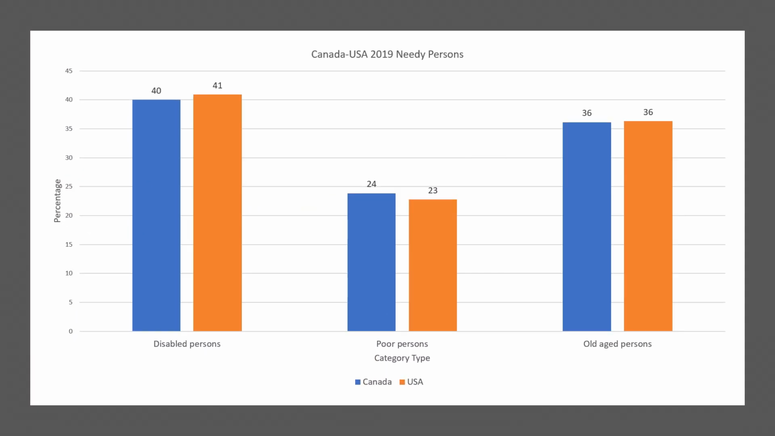This slide shows a percentage size of less fortunate people living in both the countries. Less fortunate or needy persons include three categories of persons, that is disabled, poor, and old-aged. Interestingly, in all the three categories, the percentages are almost similar in both the countries. For example, USA has 41% disabled persons, while Canada has 40%. Similarly, Canada has 24% poor persons, while in the USA this percentage stands at 23%. Finally, in case of old-aged persons, both countries have the same percentage of 36%. So the demographic structure of needy population is almost identical in both the countries.